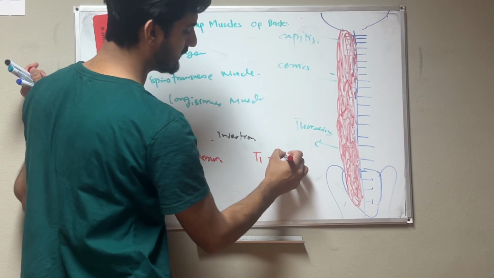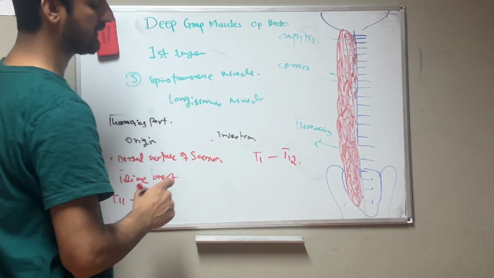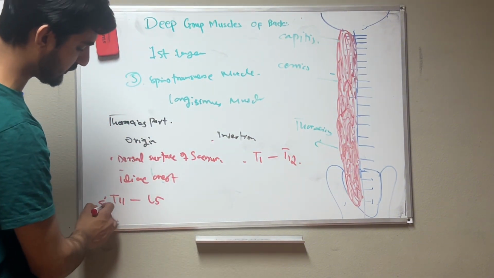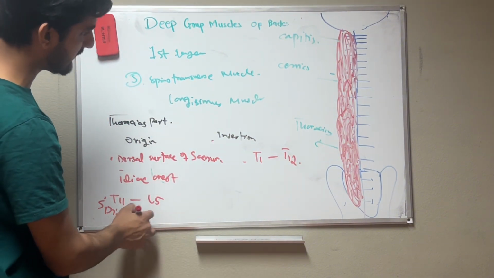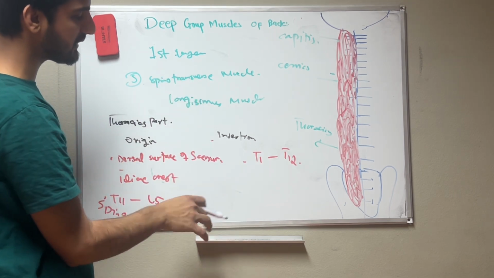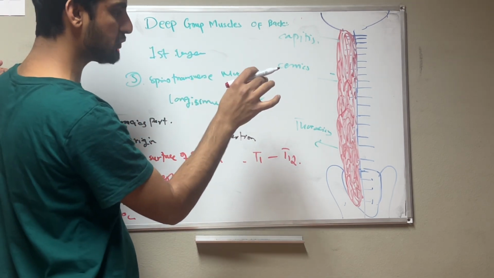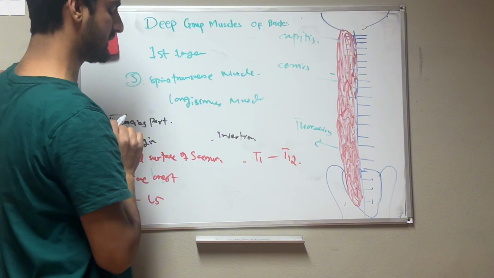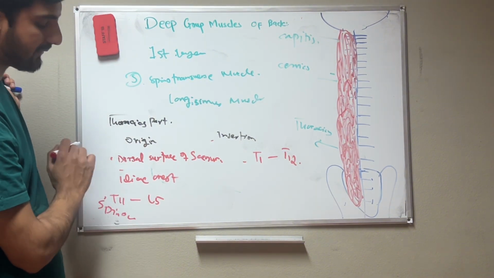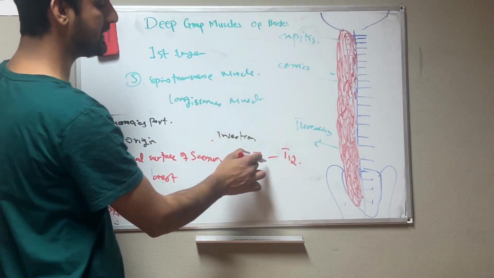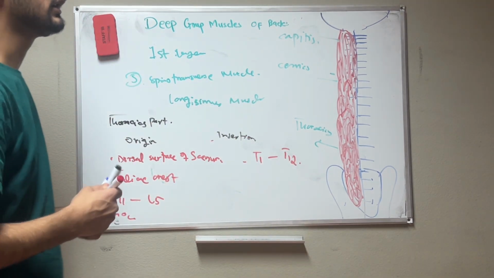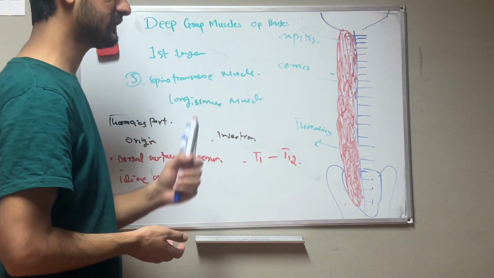It is inserted into the T1 to T12 thoracic vertebra transverse process, because I already told you spinotransverse means they originate from the spine process of the lower vertebra and insert into the transverse process of the vertebra above. Here, this is the T11 till L5 spine process, and here T1 to T12 is the transverse process of the vertebra, where the longissimus thoracicus part is inserted.